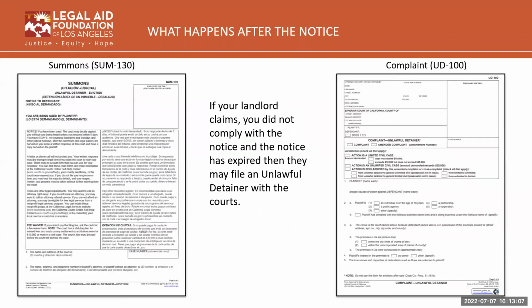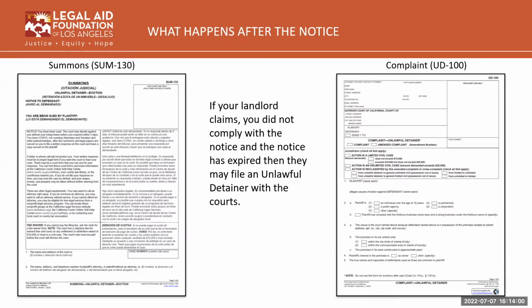Okay, so what happens after you receive a notice? If your landlord claims you didn't comply with the notice and the notice has expired, right? So if you received a 30-day notice and 30 days have passed and you didn't do what the notice says, then the landlord's next step will be to file what's called a summons and complaint with the court, or unlawful detainer. The document to the left is the summons, right? It's a 2-page document. And this one's important because if you read the first paragraph, it will tell you you have 5 days to respond to the unlawful detainer, right? It'll tell you that Saturdays, Sundays, and judicial holidays do not count within that 5-day period.